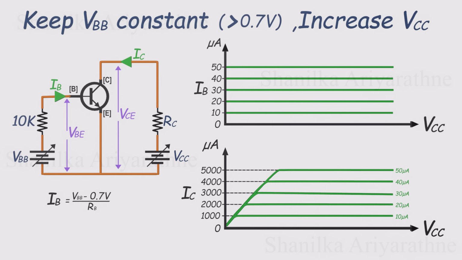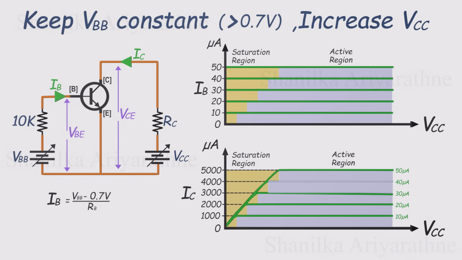each one directly related to its corresponding base current. Now, if we observe the IC plot, we can clearly see two distinct regions of operation. First is the saturation region, where the transistor behaves like a closed switch. In this region, as we increase VCC, IC also increases, just like current through a typical resistor or switch. But beyond a certain point, IC stops rising, even as we continue to increase VCE. It flattens out. This is the active region. Here's where things get interesting.